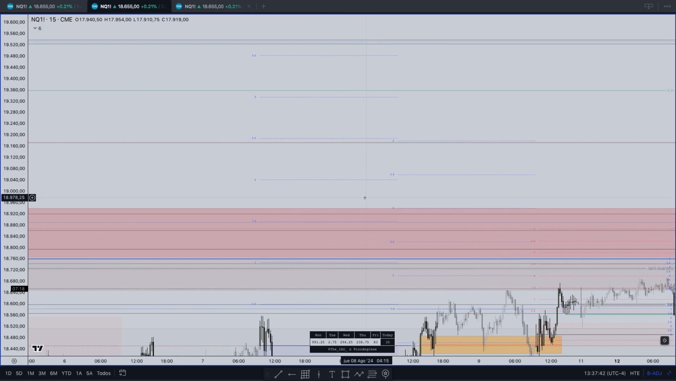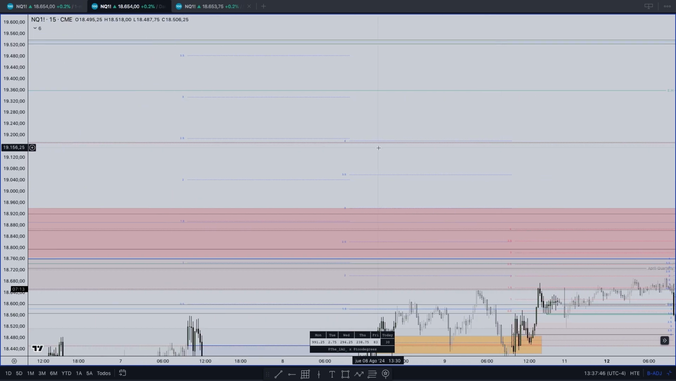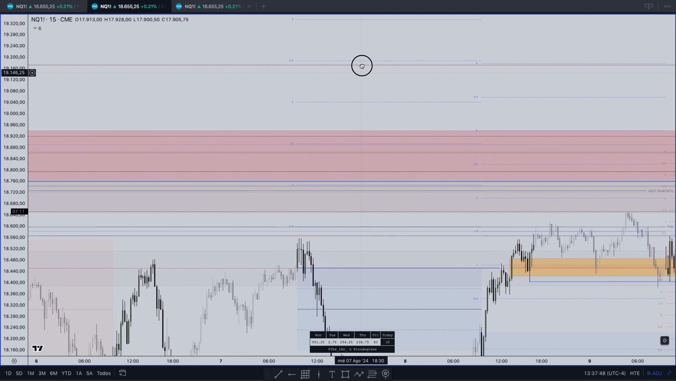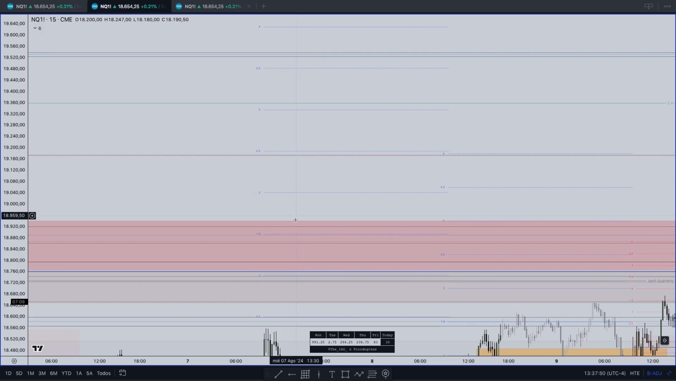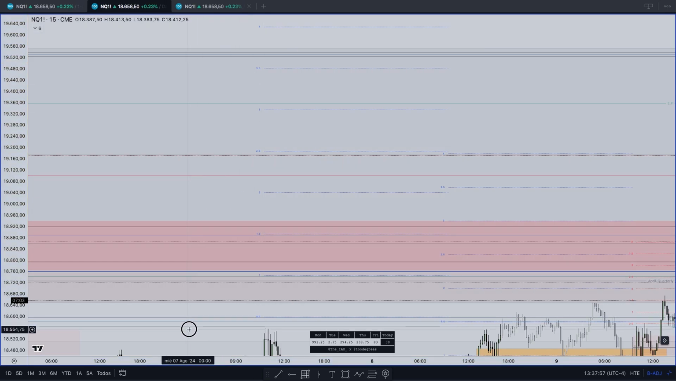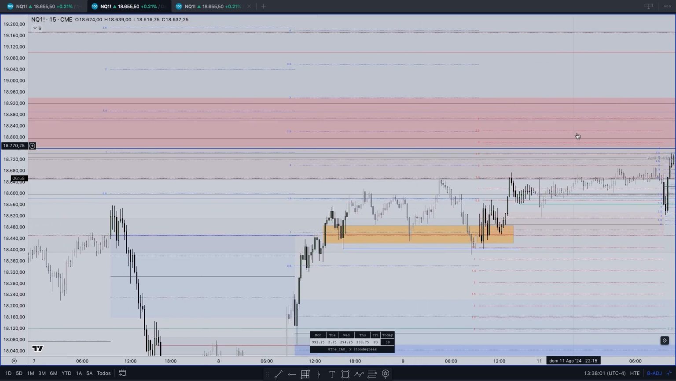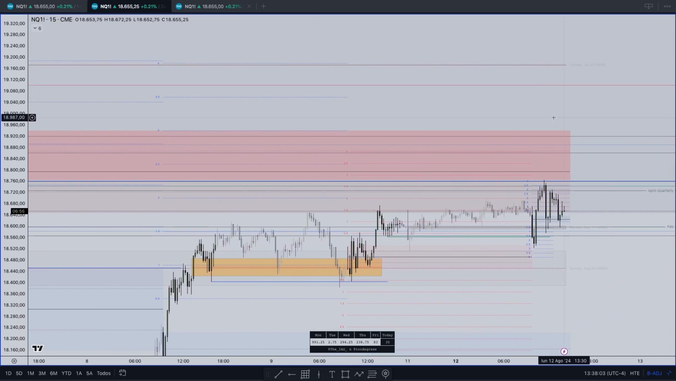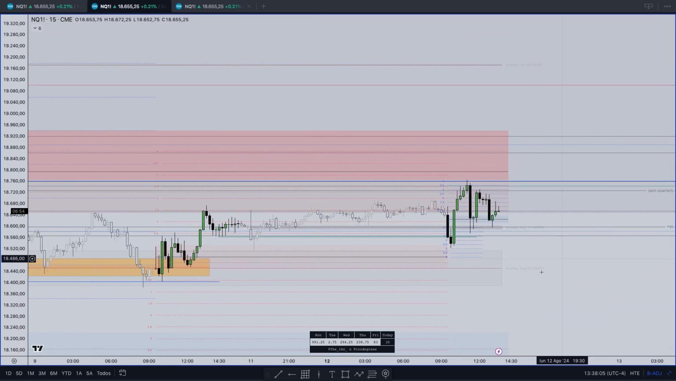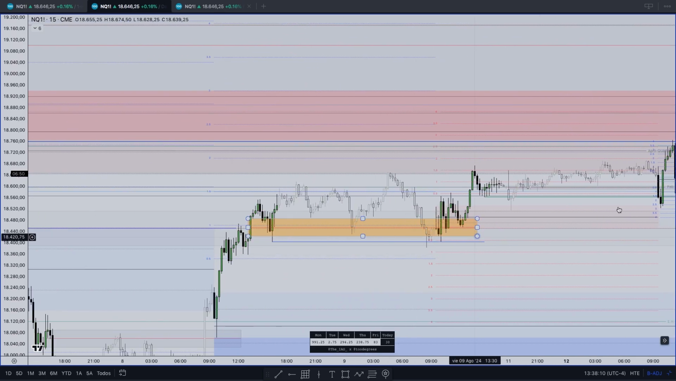If we reach the 4 standard deviations here, and this is also the 2.5 standard deviations from this gap, we should expect an intra-week or intraday reversal here. So yes, this is basically the way I use these both charts.